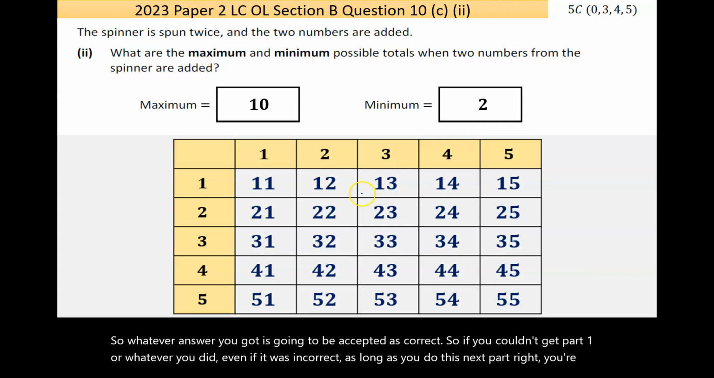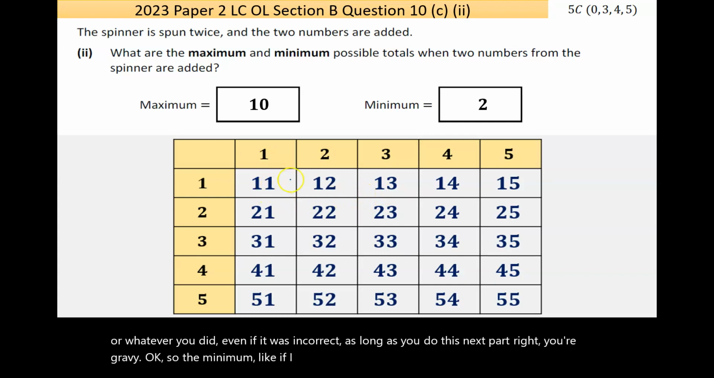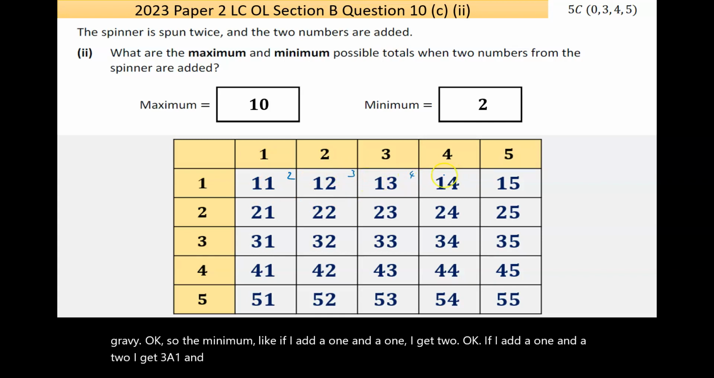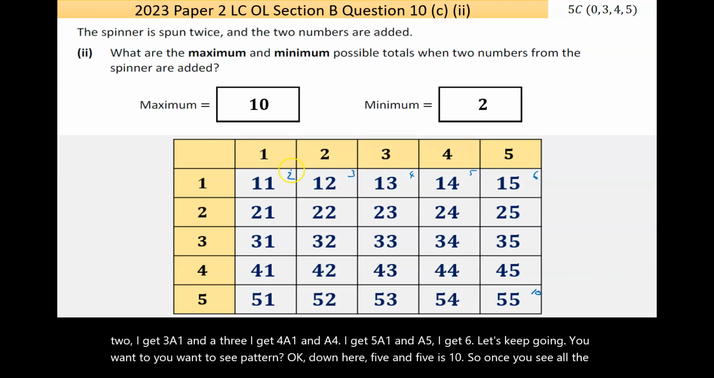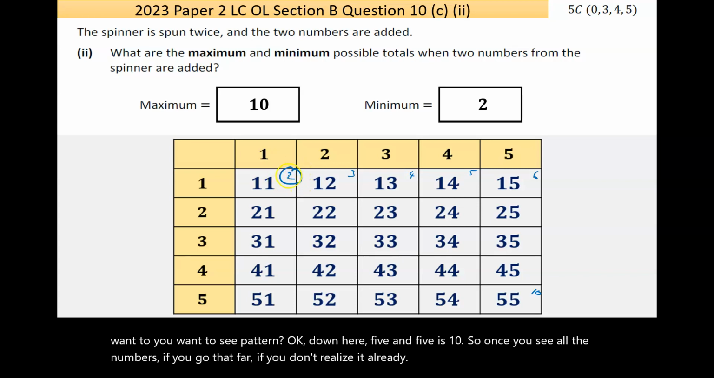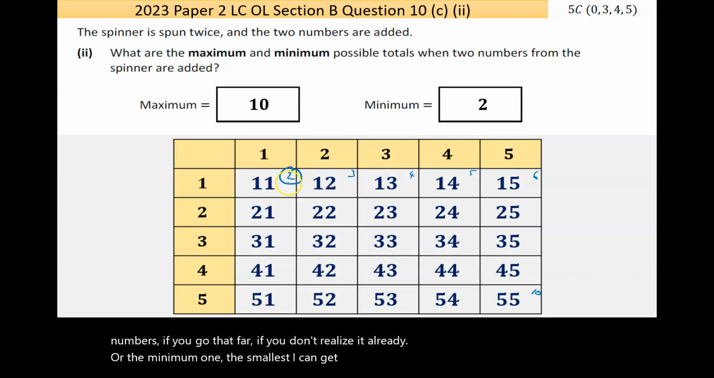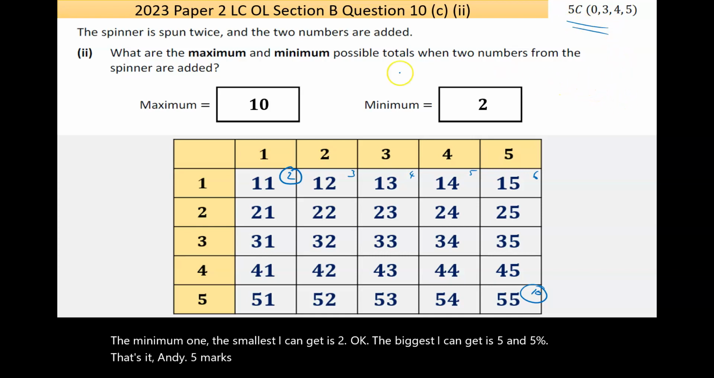So the minimum, like if I add a one and a one, I get two. If I add a one and a two, I get three. A one and a three, I get four. A one and a four, I get five. A one and a five, I get six. Now just keep going. You're gonna see the pattern. Down here, 5 and 5 is 10. So once you see all the numbers, the smallest I can get is 2. The biggest I can get is 5 and 5, which is 10. And that's it. Handy 5 marks, if you can read and understand what the question is asking.